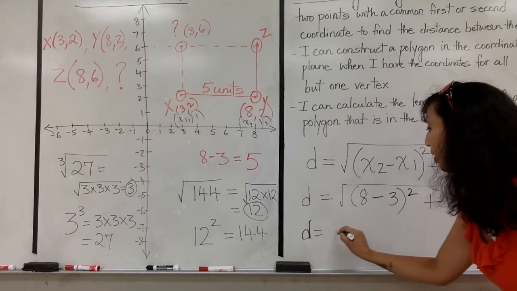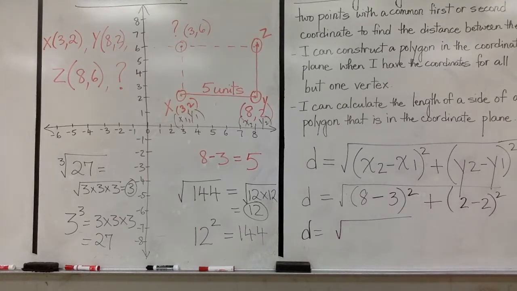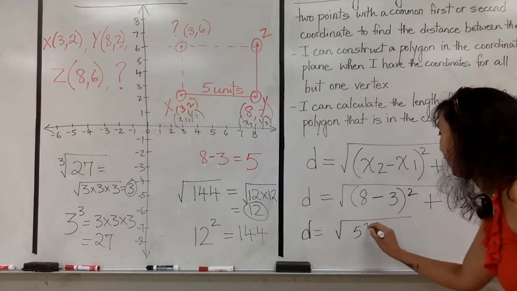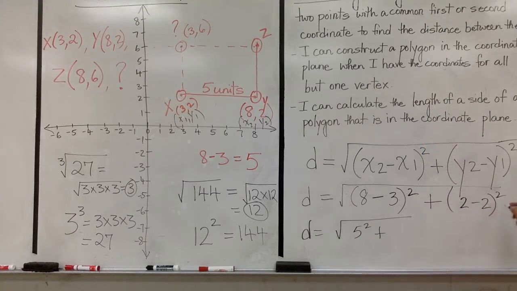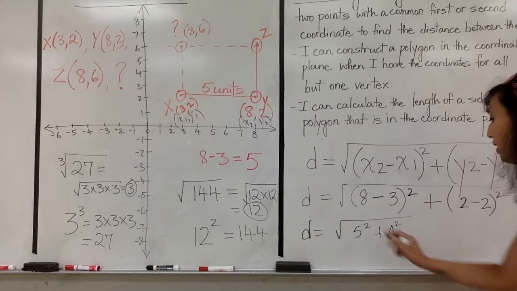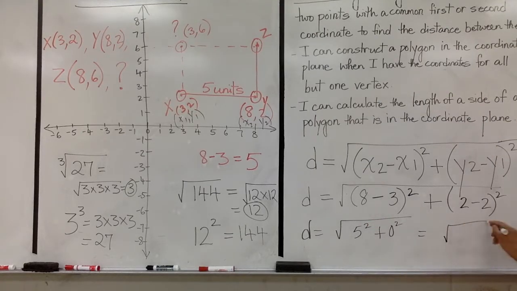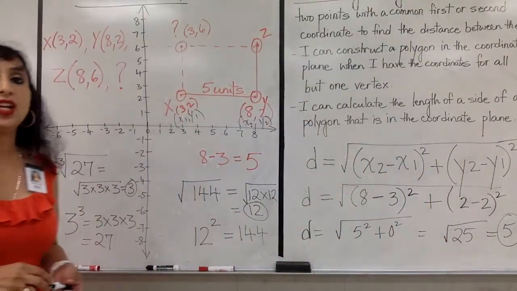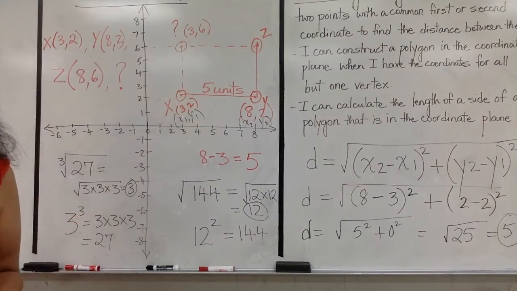Okay, so now distance is what? What is 8 minus 3? 8 minus 3 gives me 5. So I have 5 squared plus 2 minus 2 is what? 0. So this is 0 squared. Now, what is 5 squared? It is 25. Plus 0 would give me 25. And then what is the square root of 25? What times itself gives me 25? It is 5. So look, same answer either way. But I just wanted to show this to you in case you wanted to use this method. Okay?